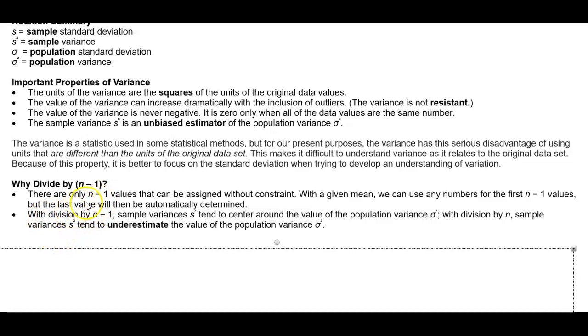Now also, why divide by n minus 1? Well, there are only n minus 1 values that can be assigned without constraint. With a given mean, we can use any numbers for the first n minus 1 values, but the last value will then be automatically determined. Now, with division by n minus 1, the sample variances tend to center around the value of the population variance. So with division by n, or the lowercase n, sample variances tend to underestimate the value of the population variance.